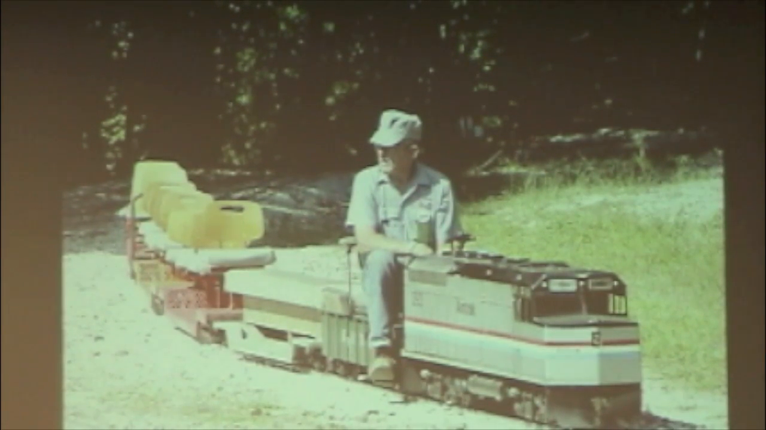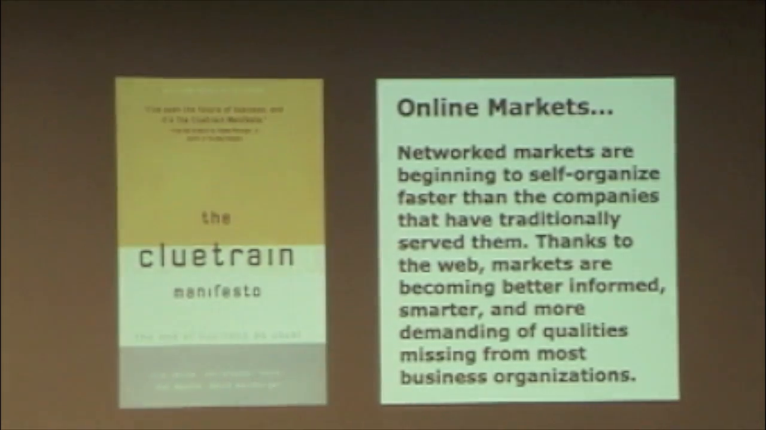I don't know if you remember in 1999, the Cluetrain Manifesto, they said networked markets are beginning to self-organize faster than the companies that have traditionally served them. Thanks to the web, markets are becoming better informed, smarter, and more demanding of qualities missing from most business organizations. 10 years later, we can still say the same about what's happening in our space. Network learners are beginning to self-organize faster than the schools that have traditionally served them.